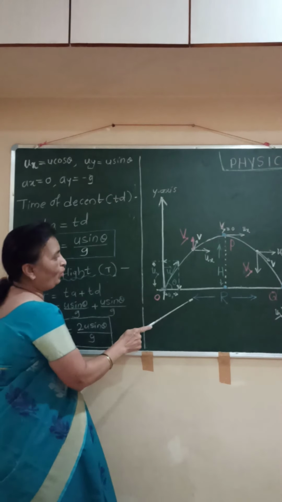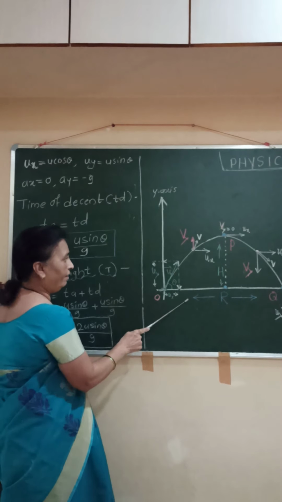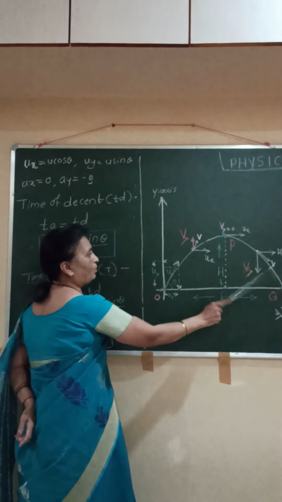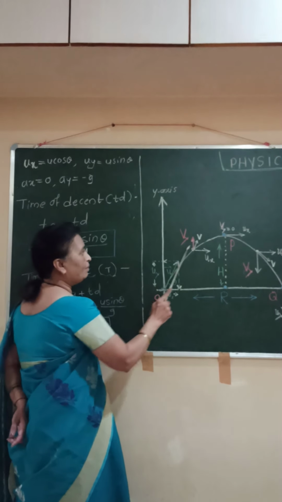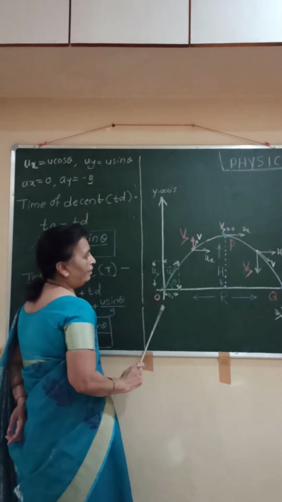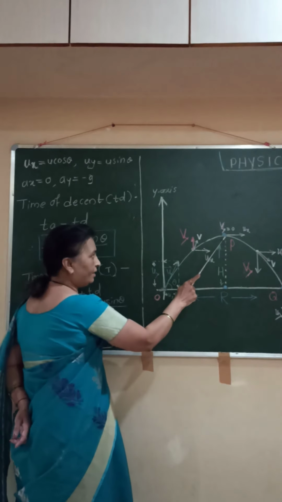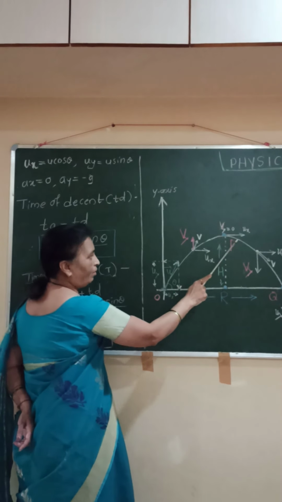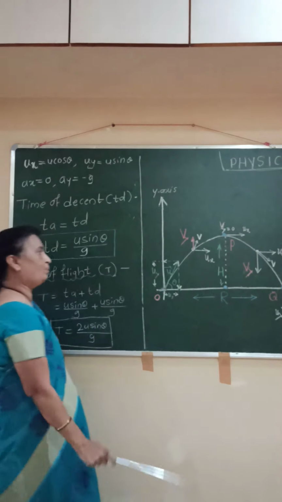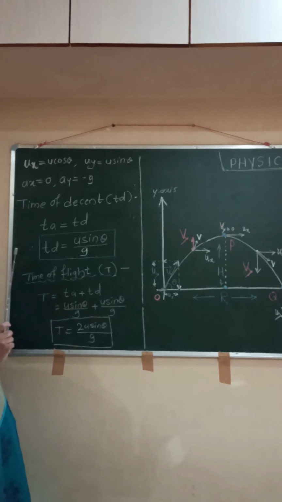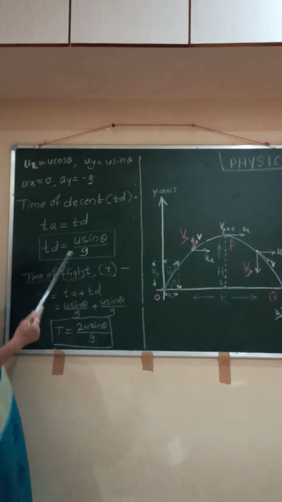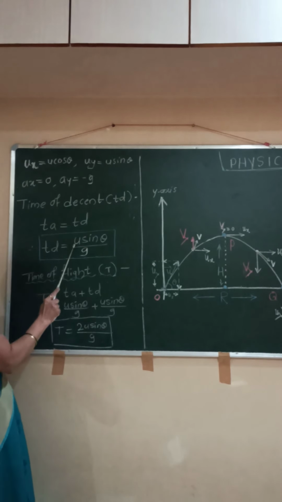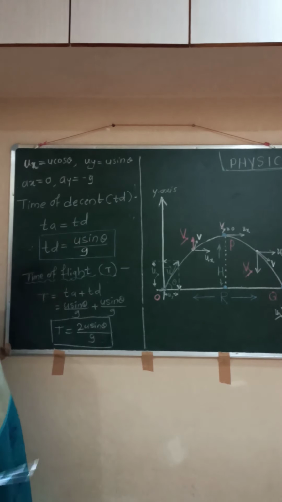If we observe the path of the projectile, or the trajectory of the projectile, we find that its path is symmetrical in nature. So the time of ascent of the projectile is equal to the time of descent of the projectile. So time of ascent is U sin theta upon G, and time of descent is also equal to U sin theta upon G.